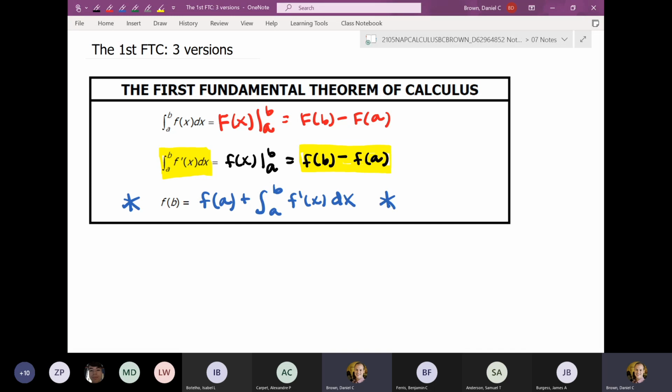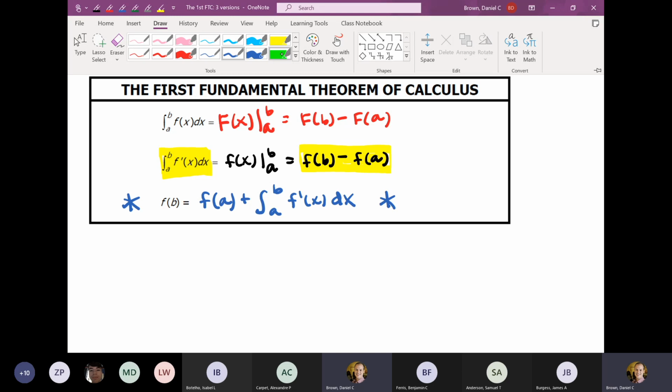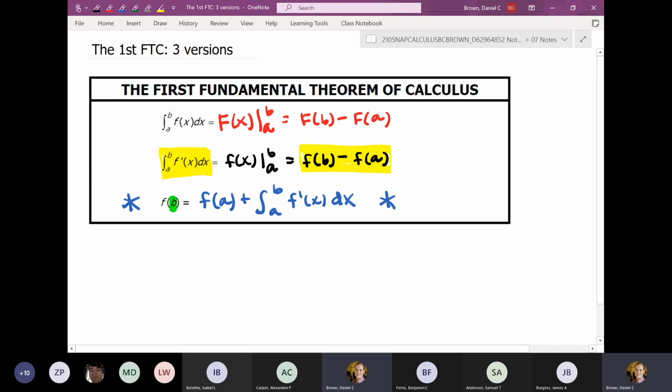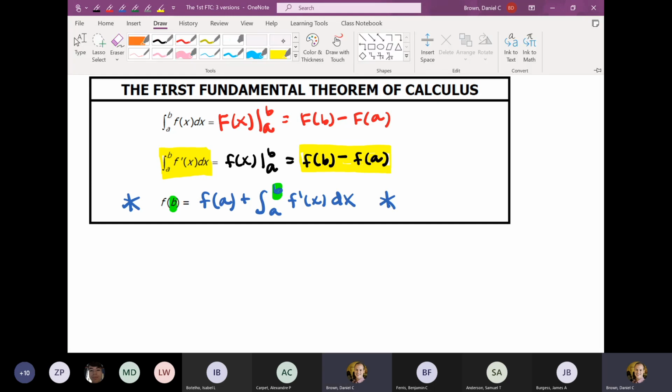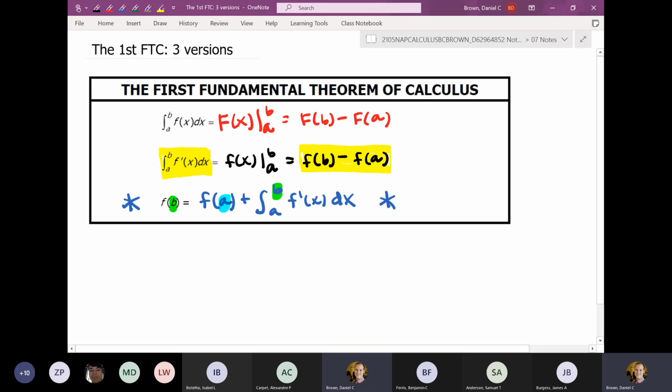So it's still the first FTC. I'm going to call it the first FTC rewritten. Some things I do want to point out and make sure you notice about it. So this is f of b, and that's going to match the top number on the integral sign. Then we also have this f of a, which is matching the bottom number on the integral sign. We're going to think of this f of a as kind of like the start, probably better called the initial condition.